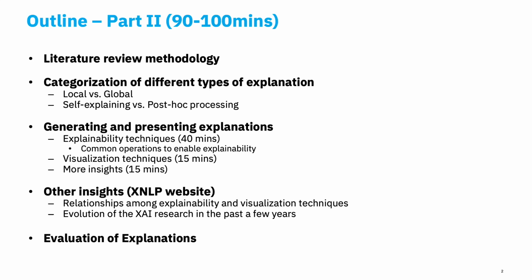In the second part of this tutorial, we are going to dive into the current state of explainable AI research for NLP. The outline of the second part is shown here. We'll start with introducing the methodology we adopted to review papers from NLP conferences. Second, we will talk about the major categorizations of different types of explanation. Third, we'll dive into various techniques that generate and present explanations to the end users.